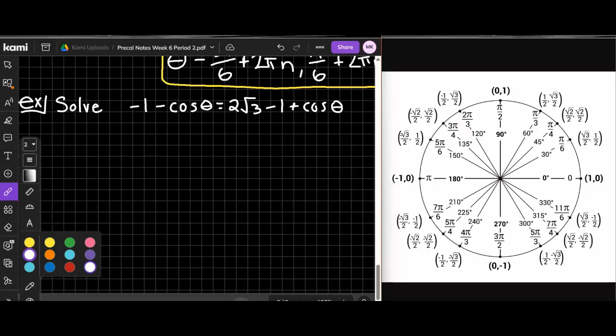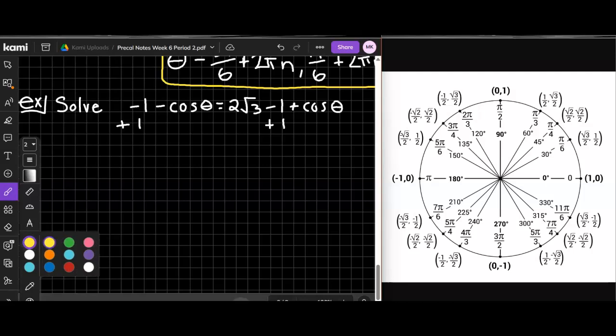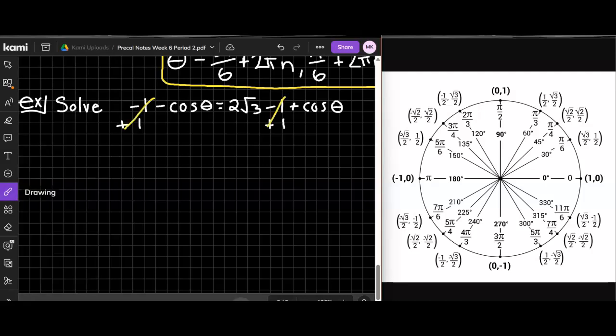We know that we can combine our values of 1. I'm going to choose to go ahead and add 1 to both sides. And when we add 1 on both sides, the 1s are going to eliminate. Boom, boom. So what we're left with is just negative cosine of theta equal to 2 square root of 3 plus cosine of theta.